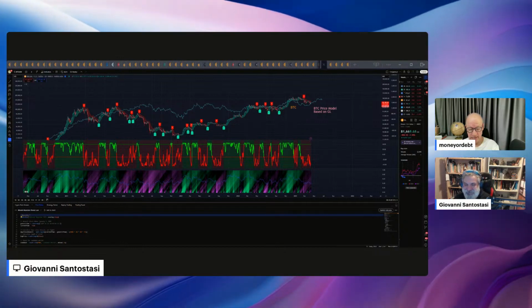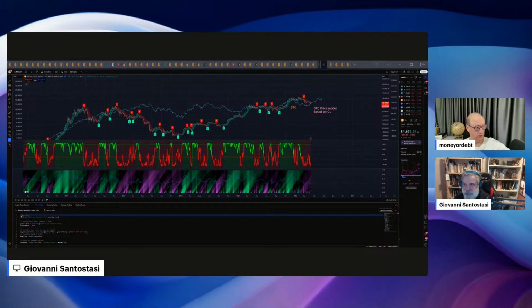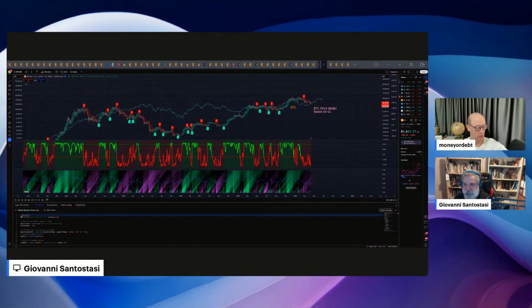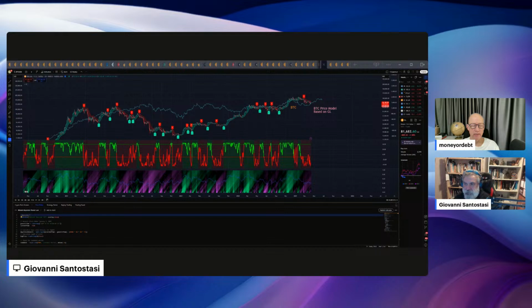Well, I think we'll probably get it because there's a lot of turmoil in the markets now, and what's happening in the bond market and so forth. I think we will get it. It may be delayed.